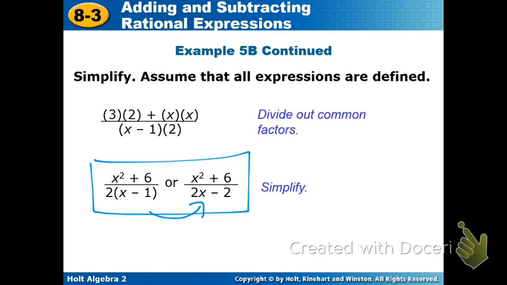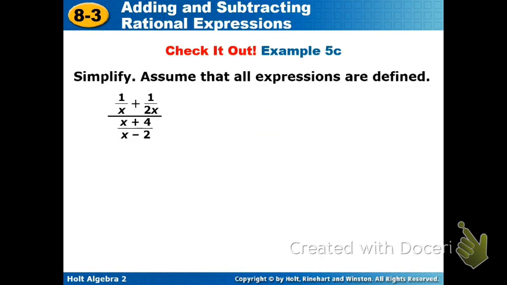Okay, let's try another one of these. All right, here's the next one we're going to do. Copy it down, please. 1 over x plus 1 over 2x divided by x plus 4 over x minus 2. So again, just like in that previous example, your numerator has 2 fractions, so we're going to go again with our method 2, and we're going to find the least common denominator.